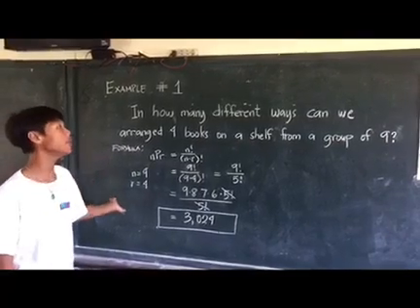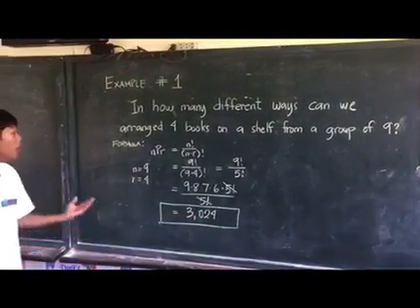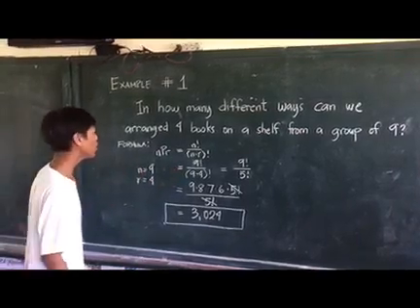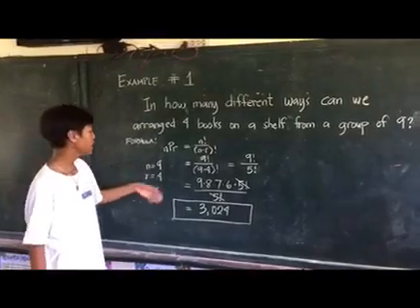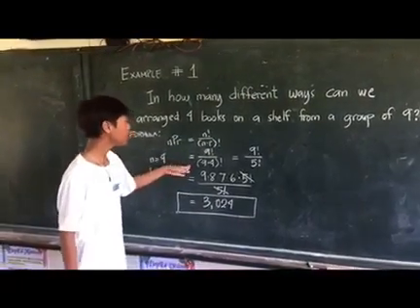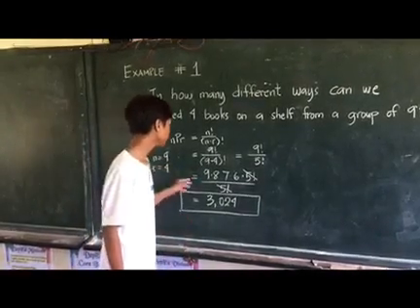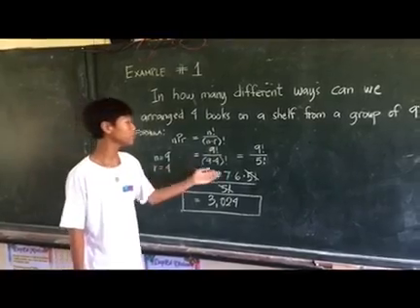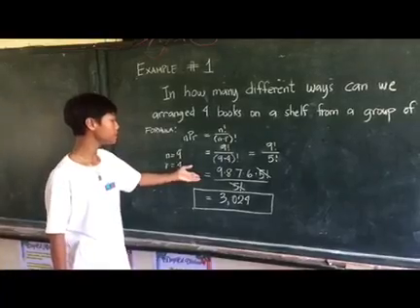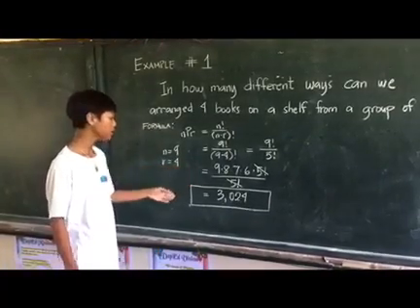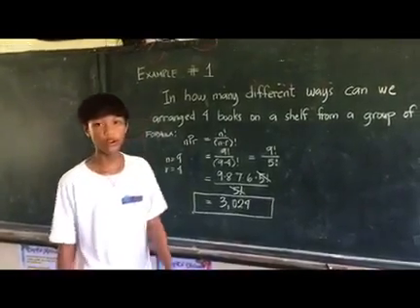Example 1. In how many different ways can we arrange 4 blocks on a shelf from a group of 9? Formula: nPr is equal to n factorial over n minus r factorial. n is equal to 9 and r is equal to 4. 9 factorial over 9 minus 4 factorial is equal to 9 factorial over 5 factorial. 9 minus 4 is equal to 5, and it is equal to 9 times 8 times 7 times 6 times 5 factorial over 5 factorial, which is equal to 3024.